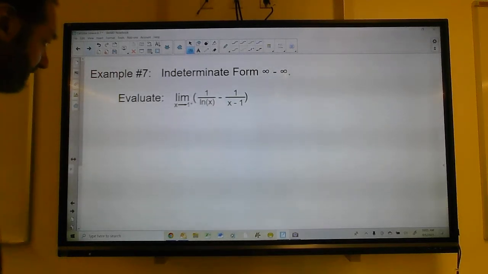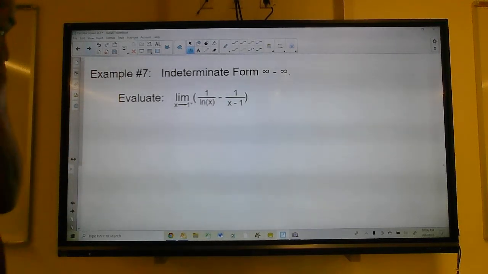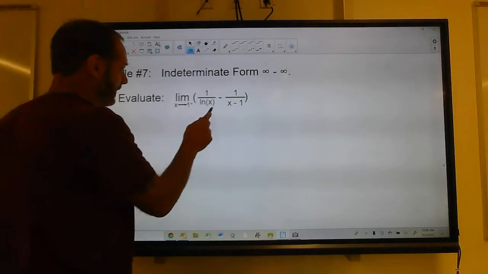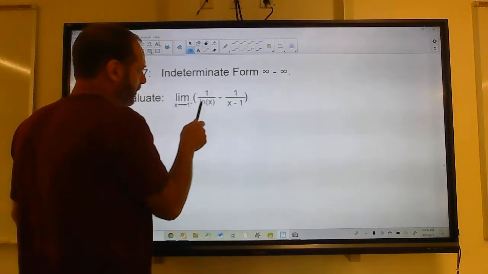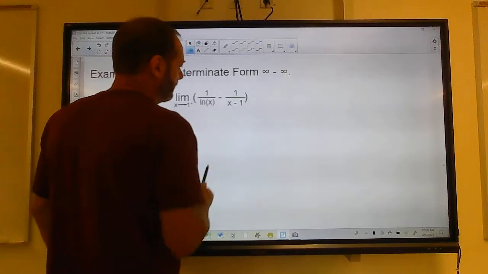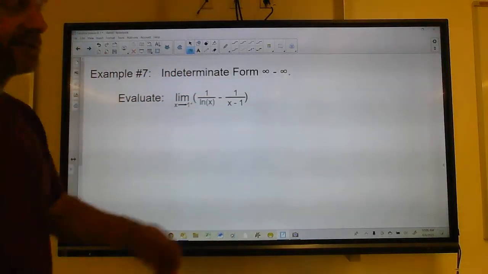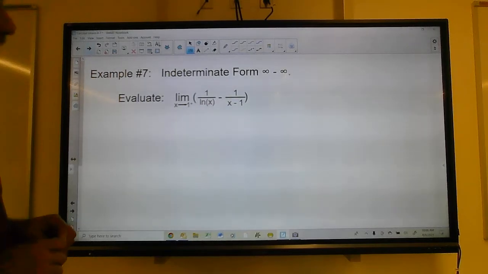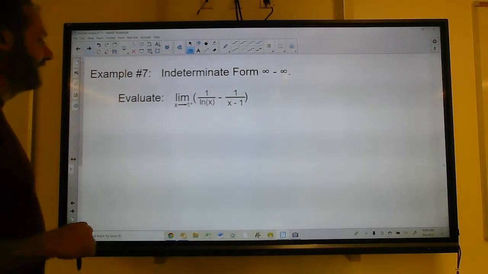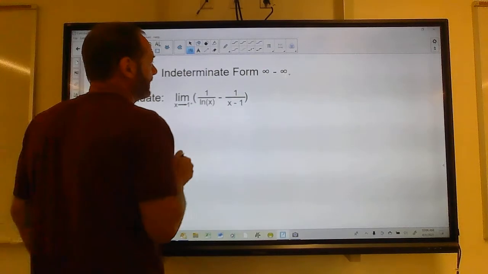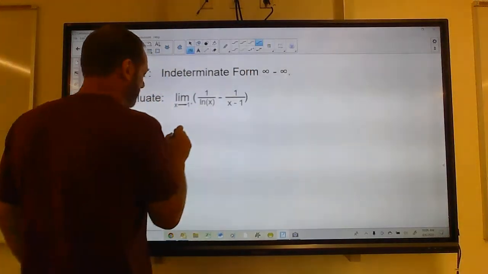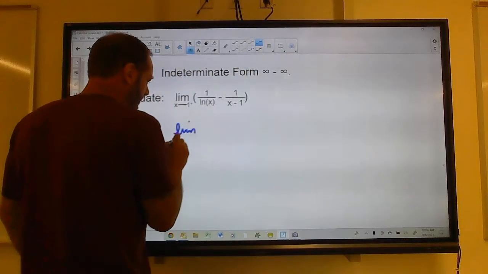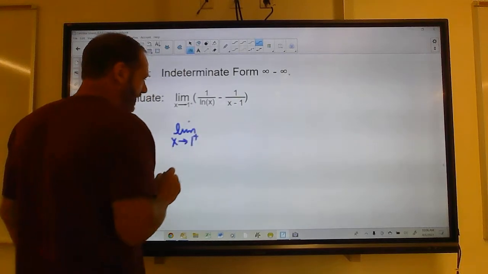Okay, what about something nasty like this? So if I plug in 1 here, I get 1 over 0 minus 1 over 0. So that's basically infinity minus infinity. Doesn't really tell me much. Okay, what do I have to do here? Well, I need to combine this into one thing. So I'm going to get a common denominator. So here's what I'm going to do. I'm going to take the limit as x goes to 1 from the positive side.